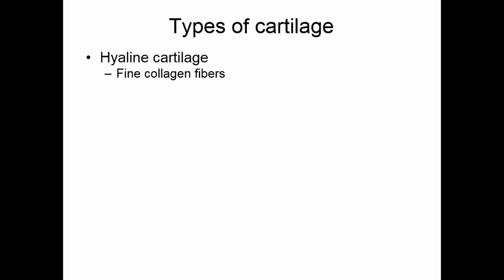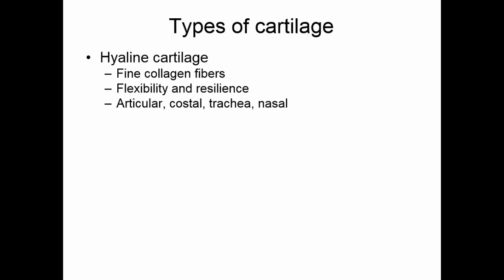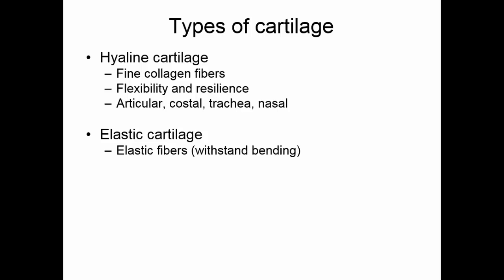Hyaline cartilage has fine collagen fibers in it, which provides this cartilage with flexibility and resilience. We find this in the articular cartilage on the ends of the bones, the costal cartilage that holds the ribs to the sternum, the cartilage of the trachea, and the cartilage of the nose. Elastic cartilage has elastic fibers as well as collagen fibers. This cartilage withstands bending well. This is the cartilage that's found in the ear and the epiglottis of the larynx.